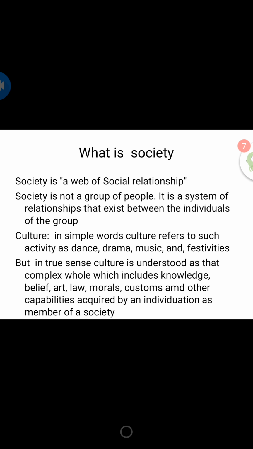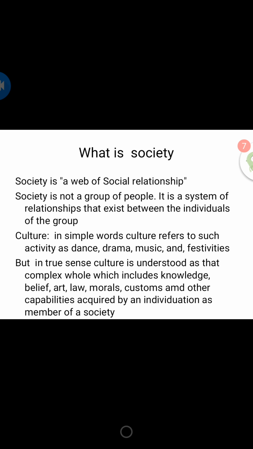We also say that society is not a group of people. It is a system of relationship that exists between the individuals or groups. Or we can say society may be defined as a total complex of human relations in so far as they grow out of action in terms of means and relations. All these things we are going to define as society.